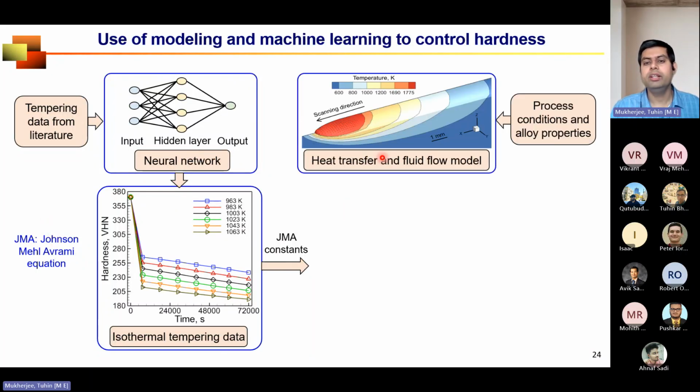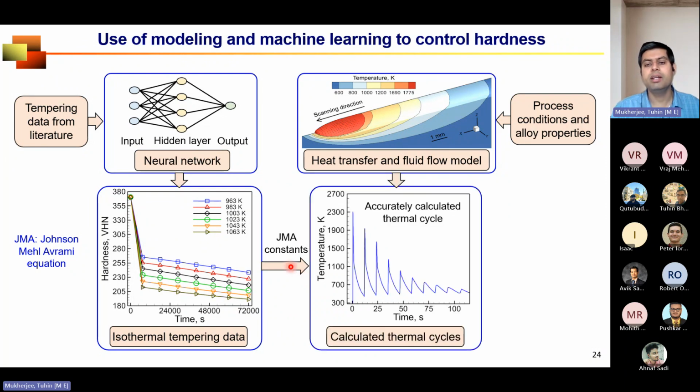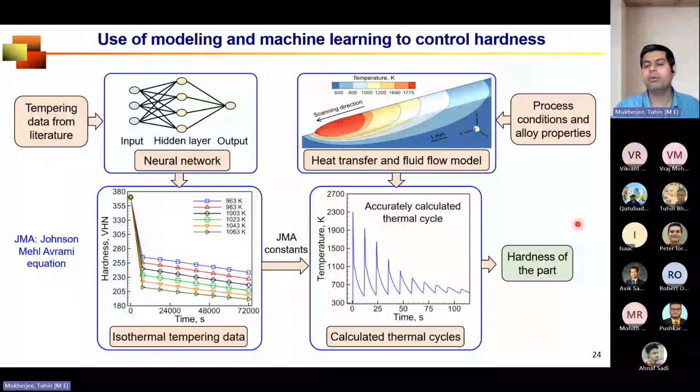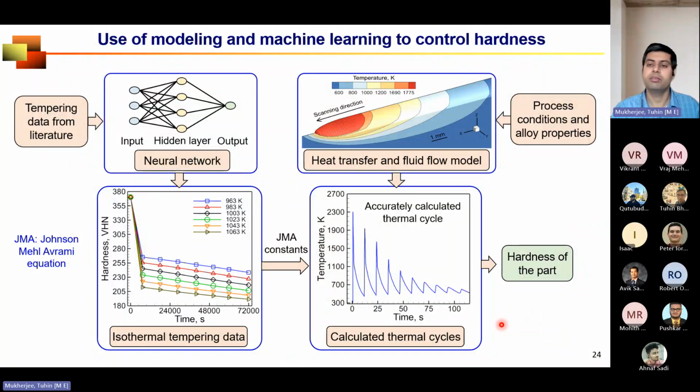At the same time, we did the heat and fluid flow calculation, the mechanistic modeling of additive manufacturing, so that we know the temperature variation with time, and then we integrate the JMA equation over the thermal cycle to get the final hardness of the part. This work we published a few years ago, but it is an example of how you can take advantage of existing databases, machine learning, material science, and mechanistic models to find out how the mechanical property can change during the additive manufacturing process.